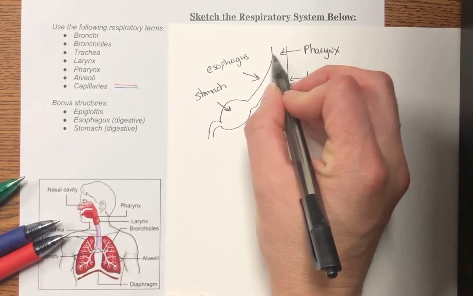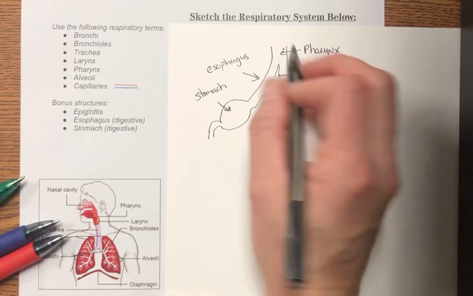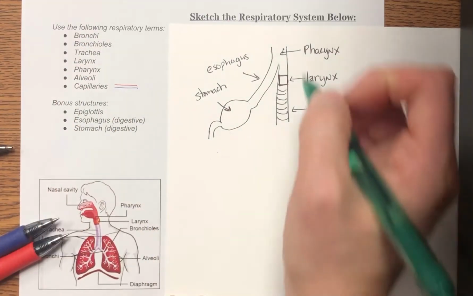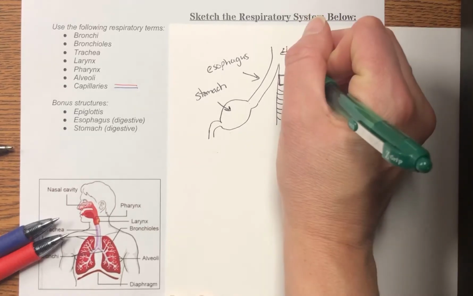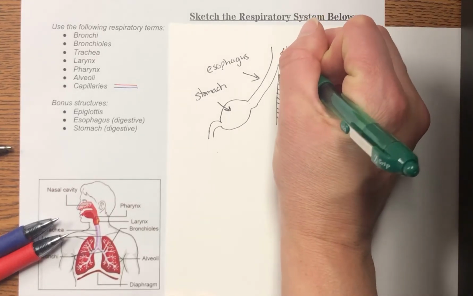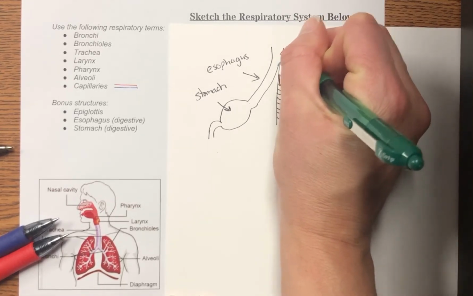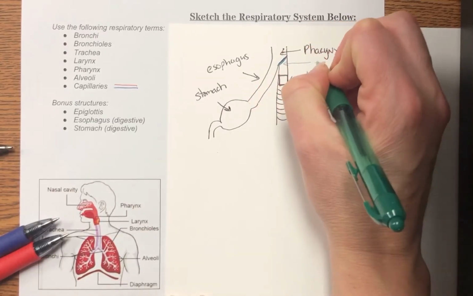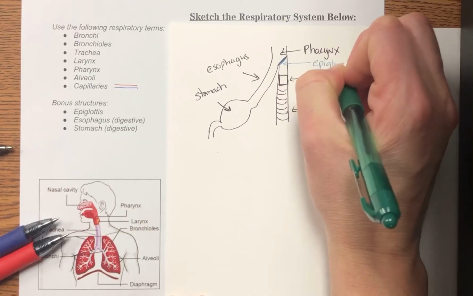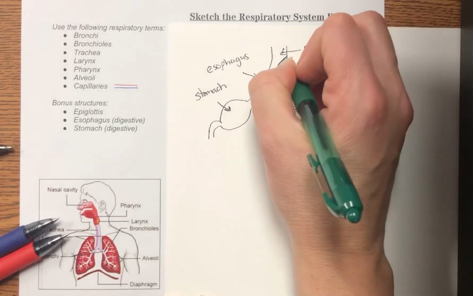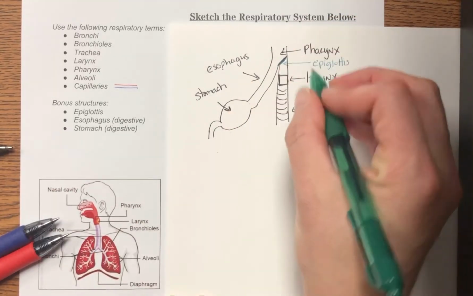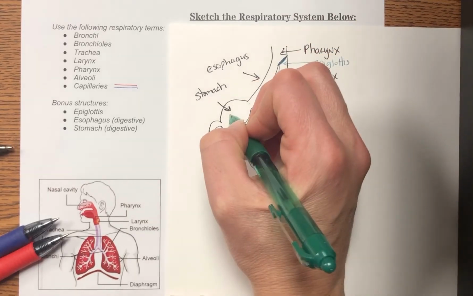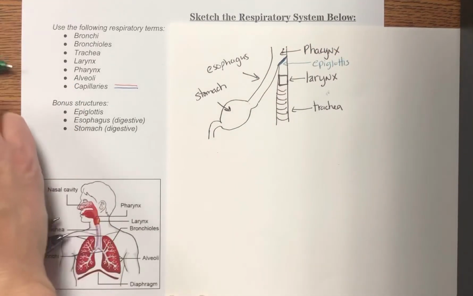Okay, and then so how does air and food know where to go? You have a structure called the epiglottis, and it will close off your windpipe when you swallow so that food goes into the correct pipe. So right up here, go ahead and make that little cartilage flap. Okay, so it's open when you're breathing, and then it closes to let food go down the correct pipe. Let's continue on with the lungs.